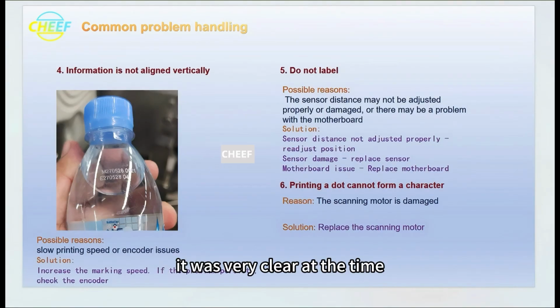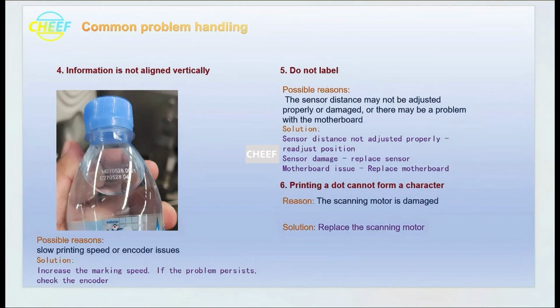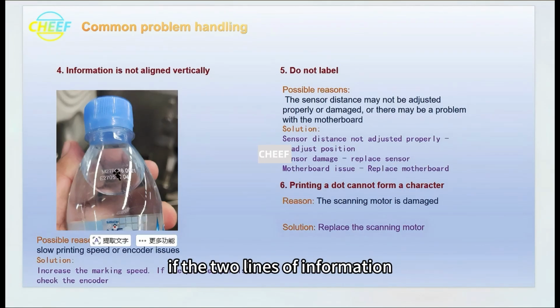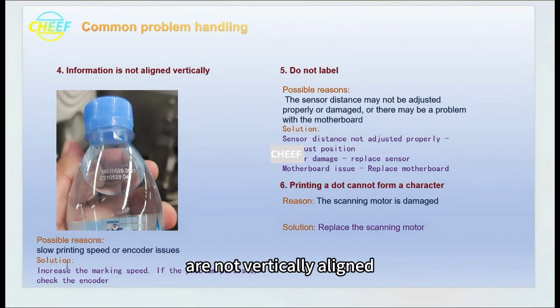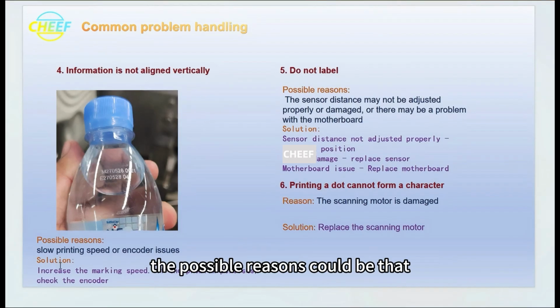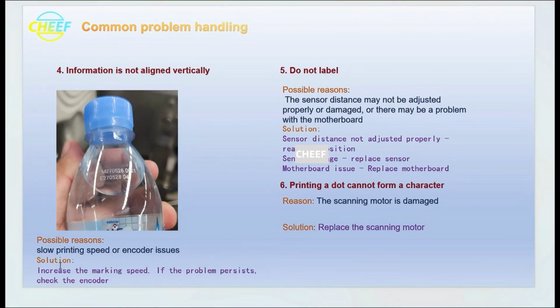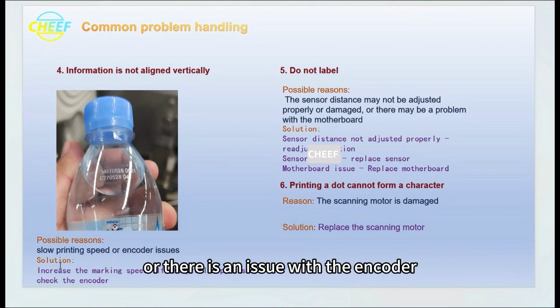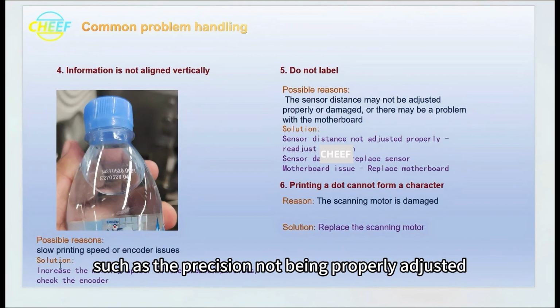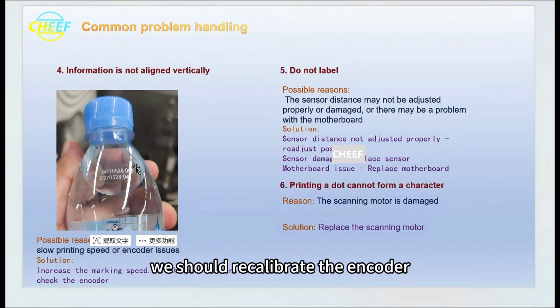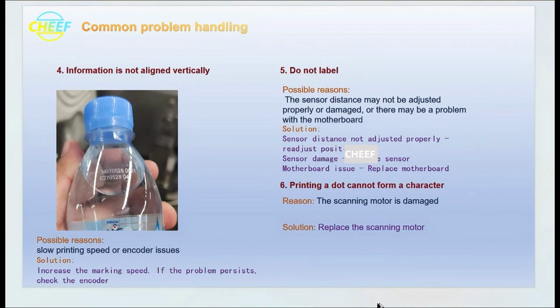It was very clear at the time, but then we noticed an issue with the vertical alignment. If the alignment is off, if the two lines of information are not vertically aligned, the possible reasons could be that the response speed is too slow, or there is an issue with the encoder, such as the precision not being properly adjusted. In this case, we should recalibrate the encoder.